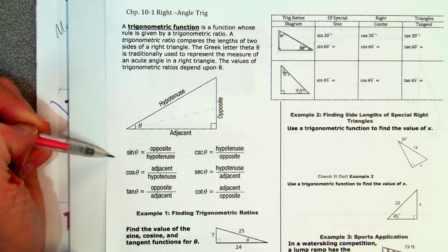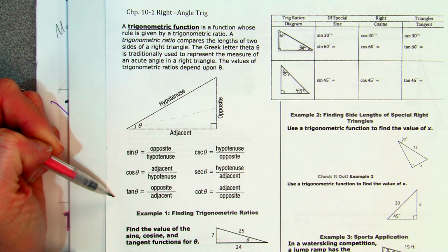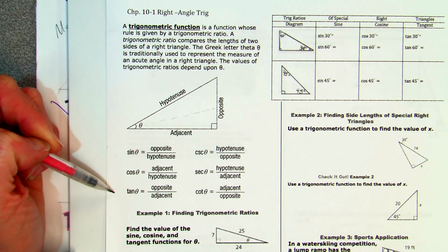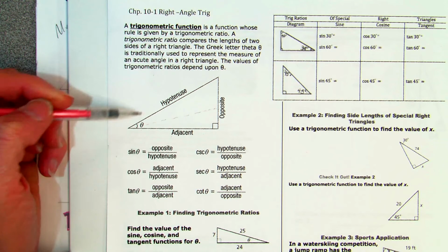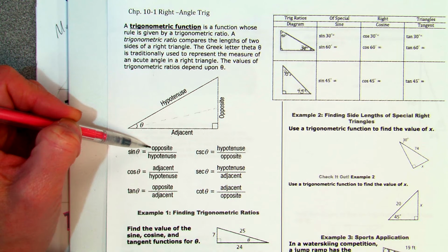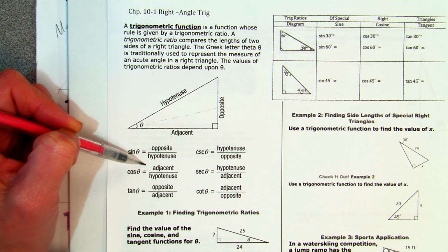You probably remember sine, cosine, and tangent. Some of you say SOHCAHTOA, and some of you remember the phrase, some old hippie caught another hippie tripping on acid. And so that's how you remember your sine, cosine, and tangent. But the sine of theta is the opposite side over the hypotenuse of a triangle.